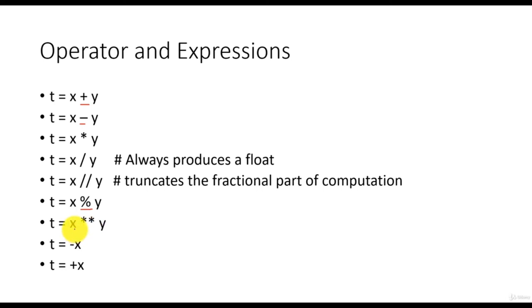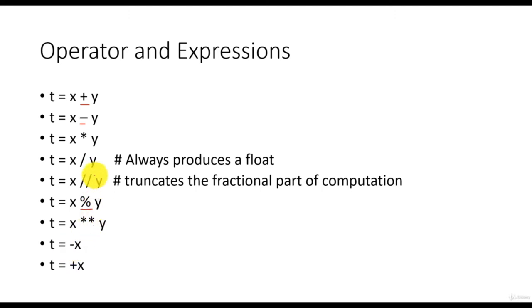In this case, if x is 5 and y is 2, then t will get 25, that is 5 raised to the power 2, that is 5 into 5. So t will get the value 25. And the next operator is the minus operator. This is a unary operator.